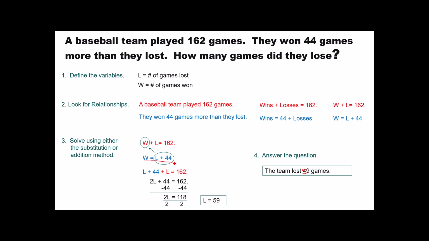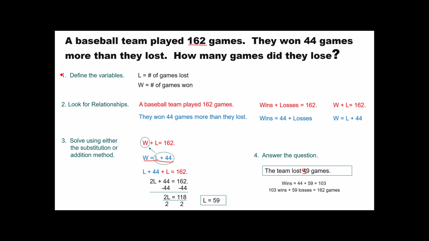Now I could go back and find how many they won as well because I know the wins are equal to the losses plus 44, but the question didn't ask me that information, so I'm not going to bother giving it. I can, if I wanted to, also check to see if my answer is correct by using the wins and losses. 44 more than my 59 losses means 103 wins. 103 wins plus the 59 losses gives me the 162 games, which is what we said should happen in the first place. Does that make sense?